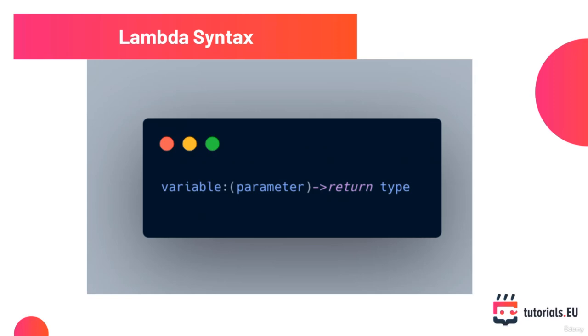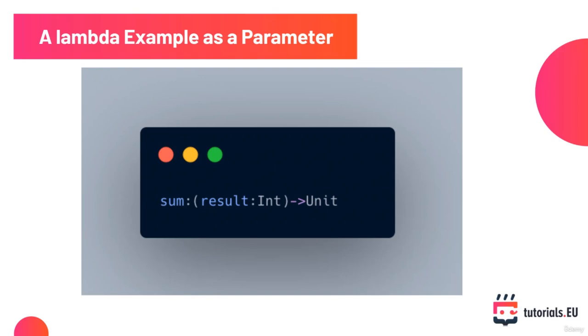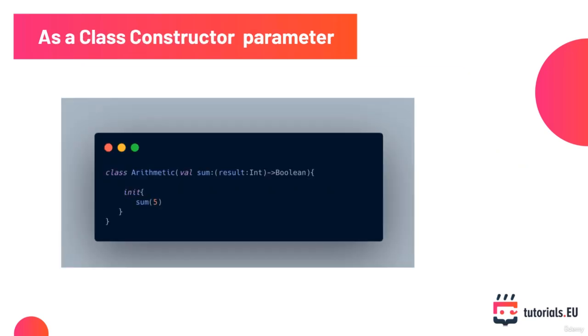So there are various ways to create a Lambda function depending on the requirements. One is as a parameter, for example. So you see, we have first the variable name, then a colon with the parentheses for the parameter, and then an arrow with a return type. And here's an example with sum as the variable, an integer parameter named result, and a Unit return type, which means it's going to return nothing. So this is like a void function that you would see in Java, for example.